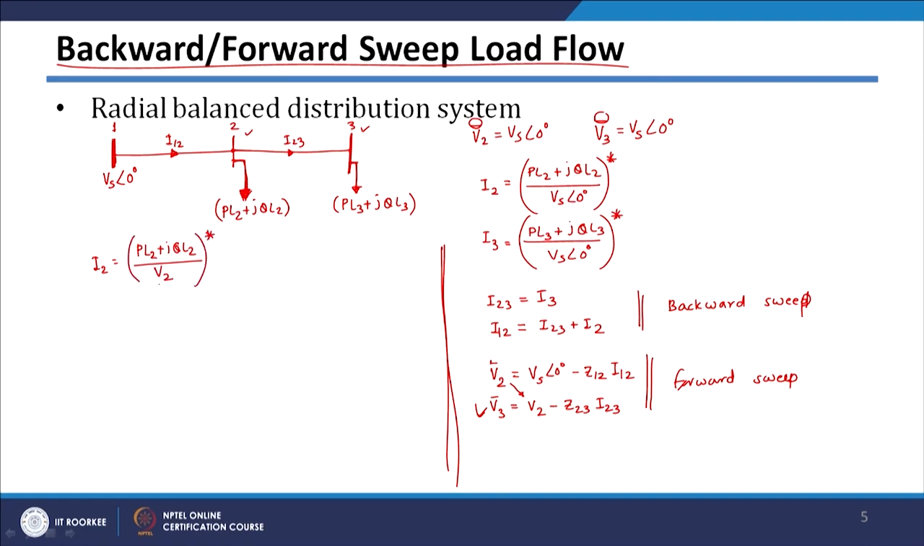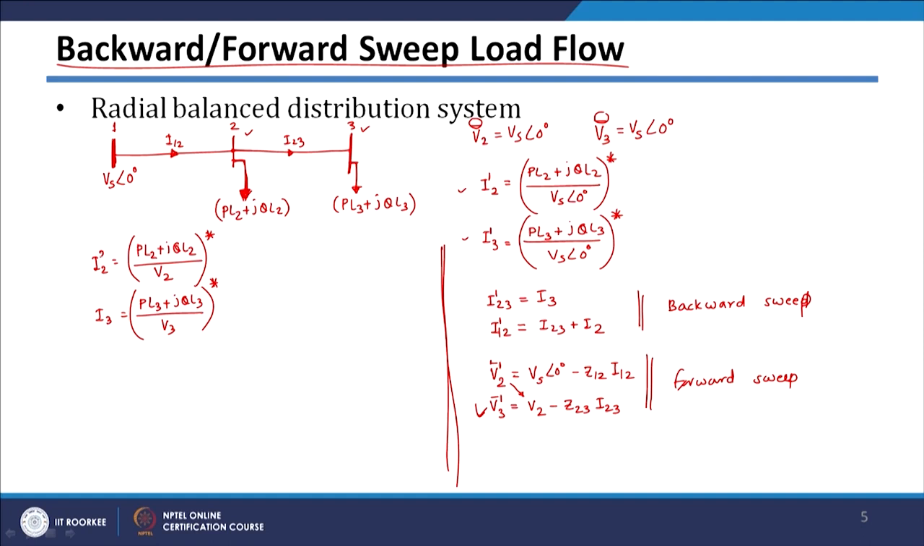V2 will have some angle that I have not written here, and then similarly I can get I3, which will be equal to PL3 plus jQL3 divided by your V3 star. Now, to differentiate, I can say these are I2 and I3 at first iteration, and I23 and I12 at first iteration, and these voltages which you have got are at the end of first iteration. Now, here we have started the second iteration.